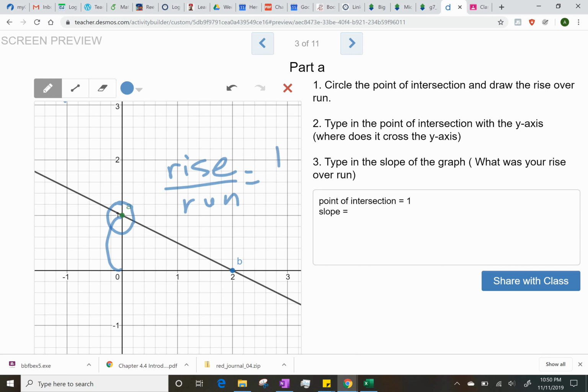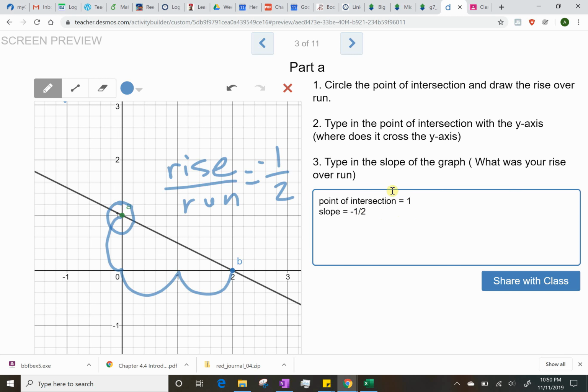Okay, so I'm going to put 1 here. And then how much do you run? Well, we run 1, 2. We run 2. And now you just need to figure out, is this slope negative? Well, we're falling, so we know it's going to be negative. So the answer is negative 1/2. So your slope would equal negative 1/2.